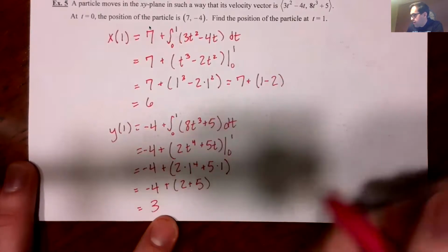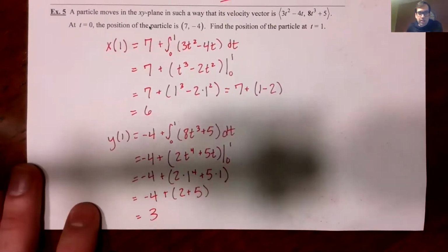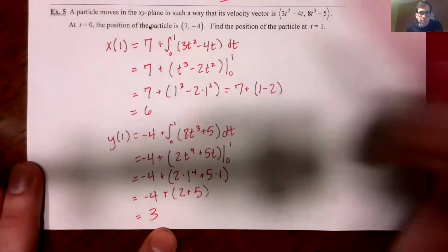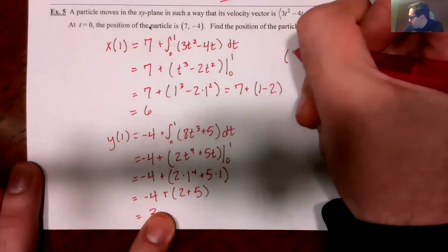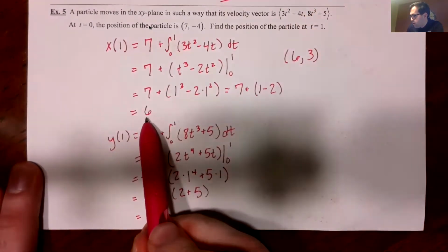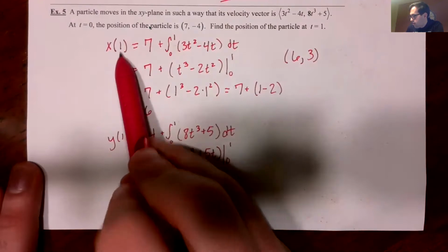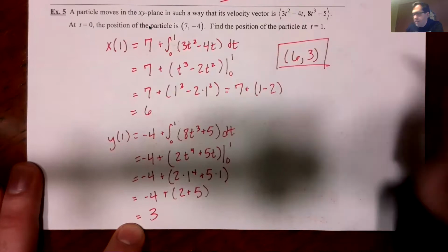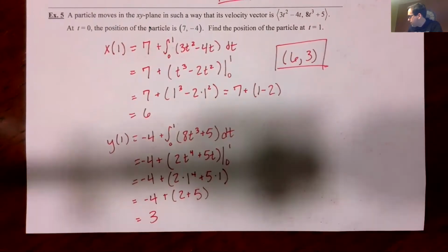So our final answer is a position, right? So we are not going to write it in a vector form. It's actually an ordered pair, just like the one that was given up here. So it's going to be 6, 3, right? Because we got the x coordinate when t is 1, and the y coordinate when t is 1. So that is the answer to the question, and that is the end of the notes.